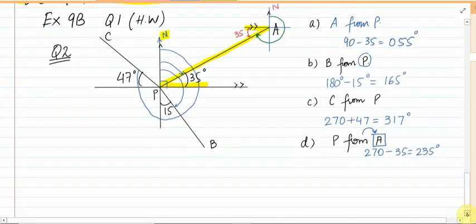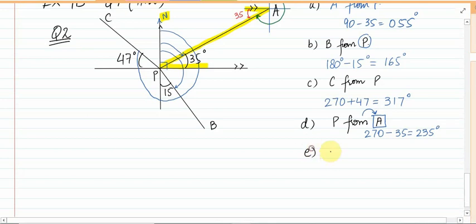After P from A, we have P from B. P from B. Same working. We need to plot the north at B. First step.